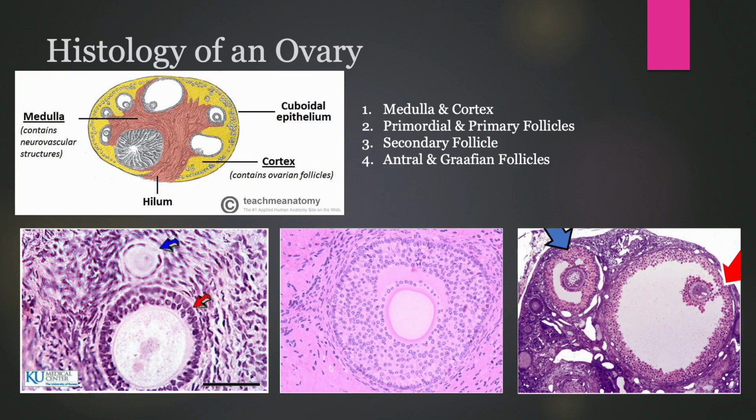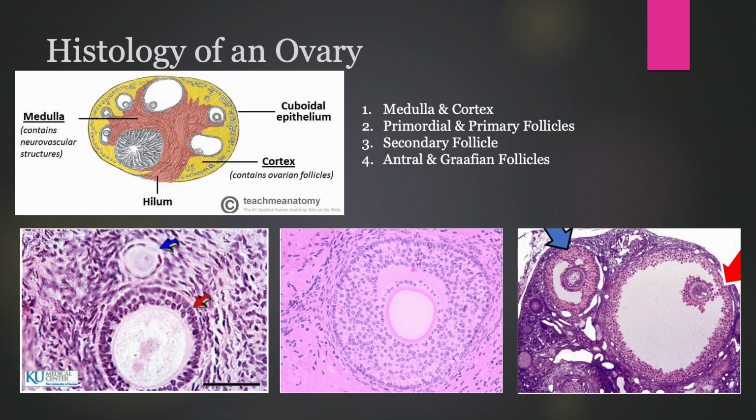So next, number 2, we have the primordial and primary follicles. We have the histology in the photo all the way on the left-hand side. The blue arrow is a primordial follicle. So you'll notice that there's not many follicular cells. It's a very immature oocyte. And then with the red arrow, that's a primary follicle. You'll notice that there's more follicular cells and the oocyte has matured slightly. This is the beginning of the maturation of an oocyte.